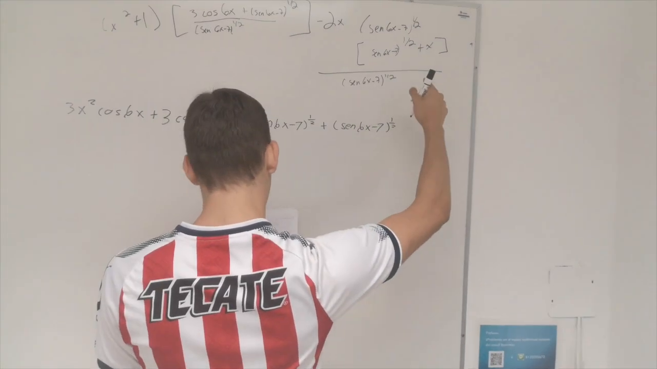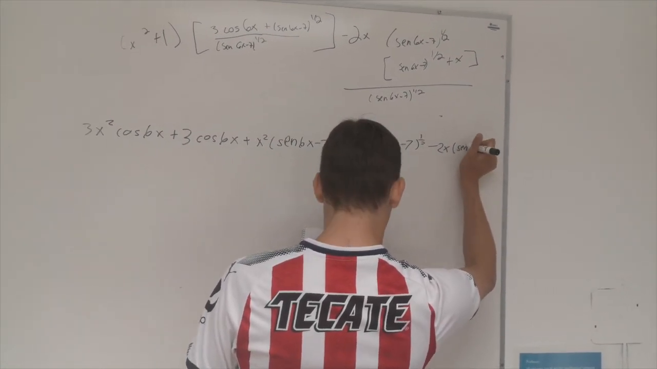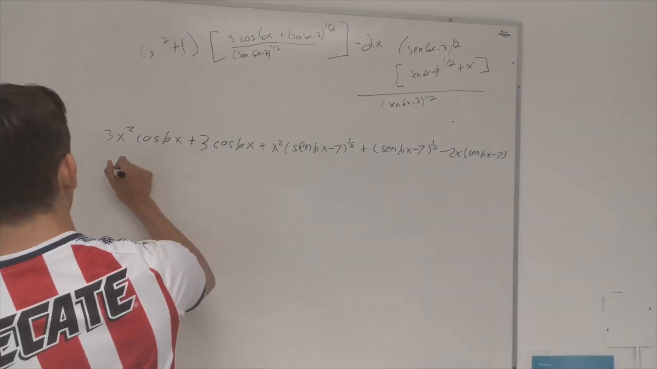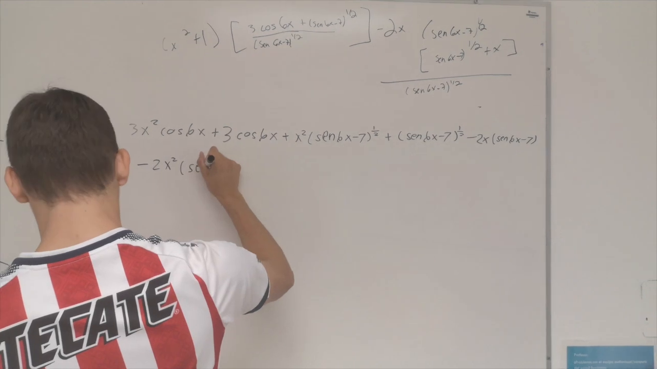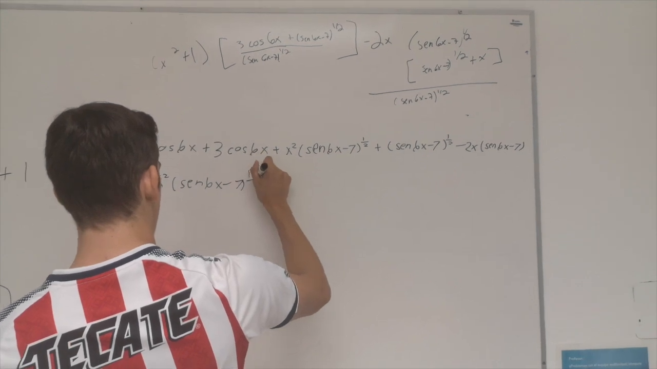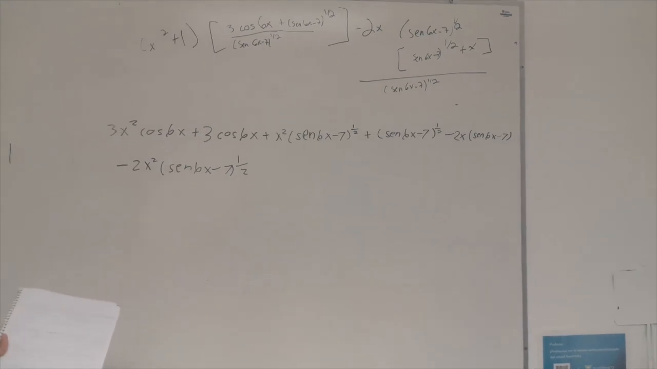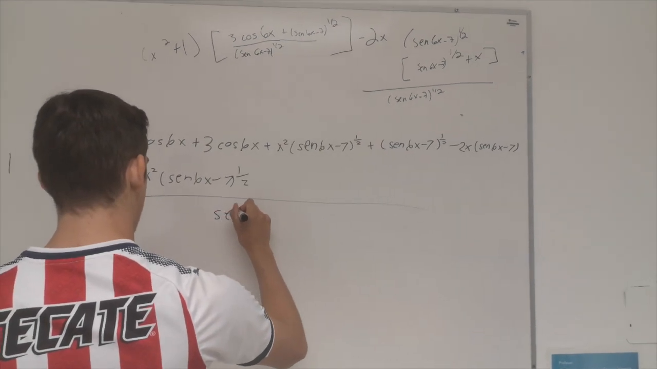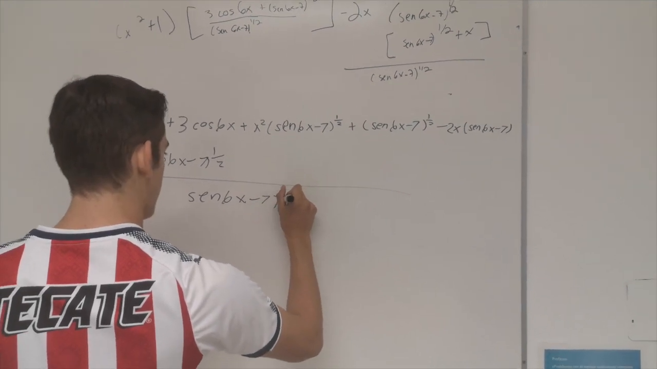Now to this side, it would be negative 2x times sin 6x minus 7, then minus 2x squared sin 6x minus 7 to the 1/2. So now all of this is together. It is combined and it has the same common factor of sin 6x minus 7 to the 1/2.